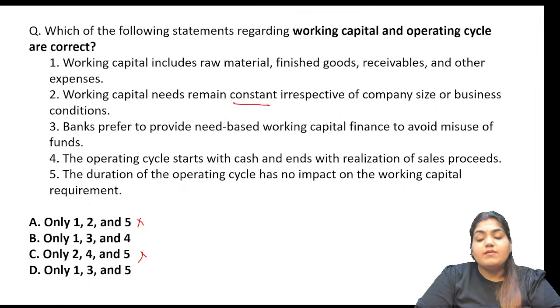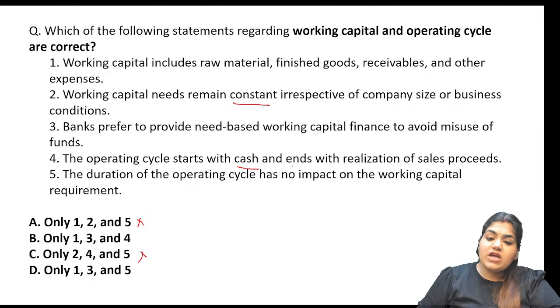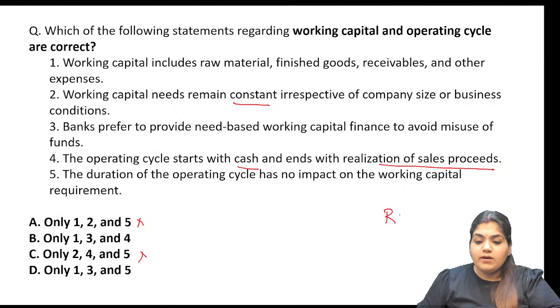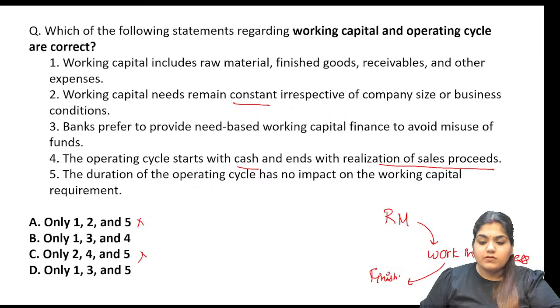Statement number 1 is correct. Statement number 3 is also correct. Let's see statement number 4 and 5. The operating cycle starts with cash and ends with the realization of sale proceeds. Yes, the raw material. We first buy raw material. That raw material becomes work in process, work in progress. From this work in progress, we get goods. Finished goods. Now these finished goods are sent in the market for sale. And from this sale, we get cash. And from this cash, we again buy raw material.